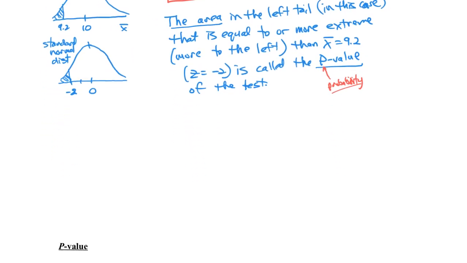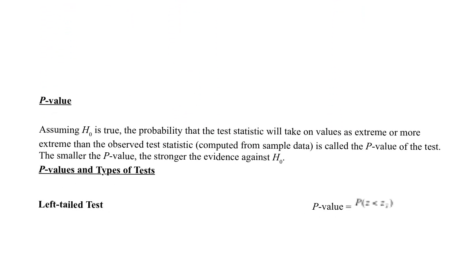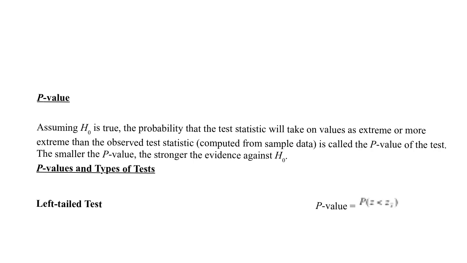And down here they've got something that mentions it too. So the p-value, assuming H0 is true, the p-value is the probability, right? P stands for probability, that the test statistic will take on values as extreme or more extreme than the observed test statistic, computed from sample data, is called the p-value of the test. And here's what's going to be really important for us right here. This will be really important later. The smaller the p-value, the stronger the evidence against the null hypothesis.